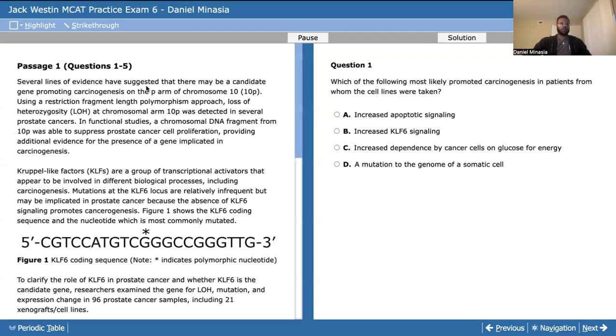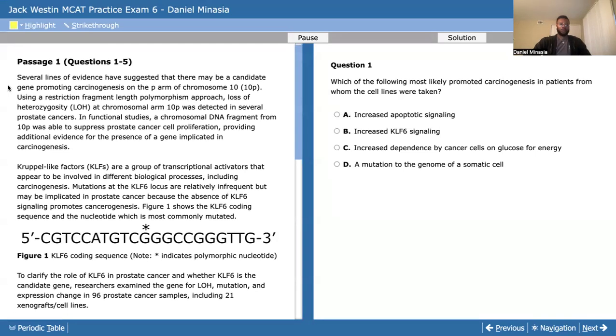All right, so I'm going to be reading and highlighting as I go along. Okay, so without wasting any more time: several lines of evidence have suggested that there may be a candidate gene promoting carcinogenesis on the P arm of chromosome 10. Okay, so just from this first sentence, we know that we're looking for a candidate gene that's promoting carcinogenesis.